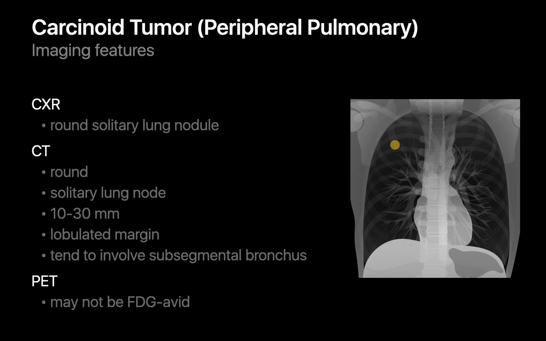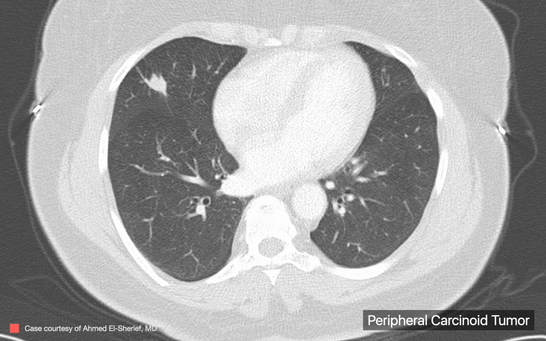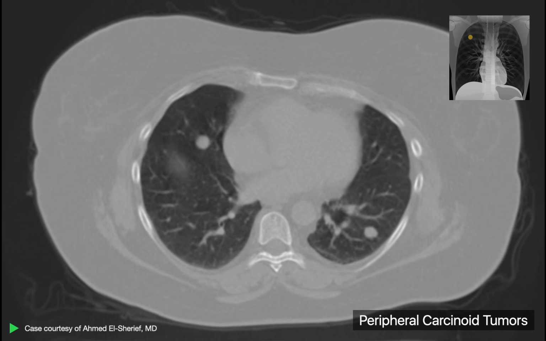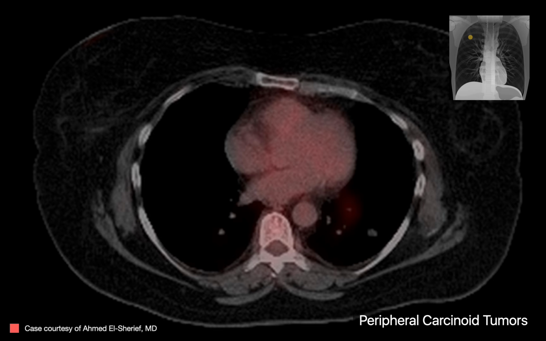Peripheral carcinoid tumors typically present as a solitary lung nodule surrounded by air-filled lung parenchyma. If you look carefully, sometimes you may recognize involvement of a subsegmental bronchus. On PET imaging, many may not be FDG avid. Here's an example of a patient with a peripheral carcinoid tumor. And here's an example of a patient with peripheral carcinoid tumors, which were not FDG avid on PET imaging.